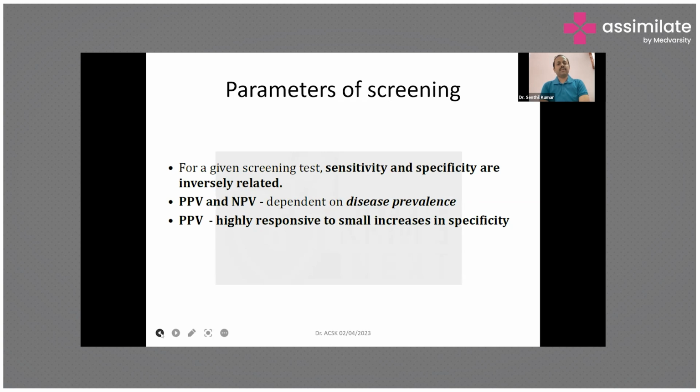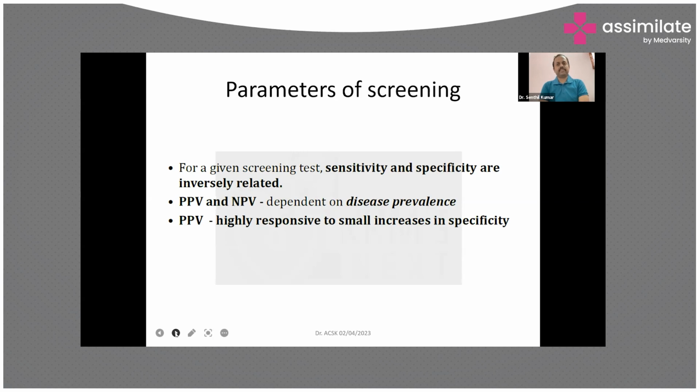Positive predictive value and negative predictive value depend on the disease prevalence. So if the disease prevalence is very high, then the positive predictive value and negative predictive value will be of very good importance. And positive predictive value is highly responsive to small increases in specificity. So with this information in mind, we will go on to the cancer screening topic per se.